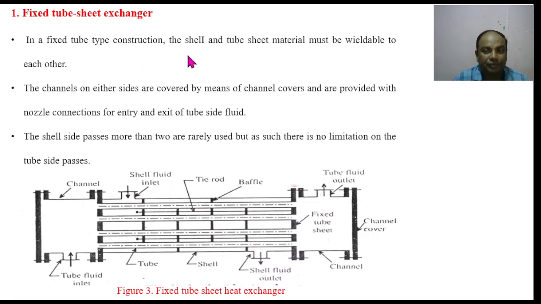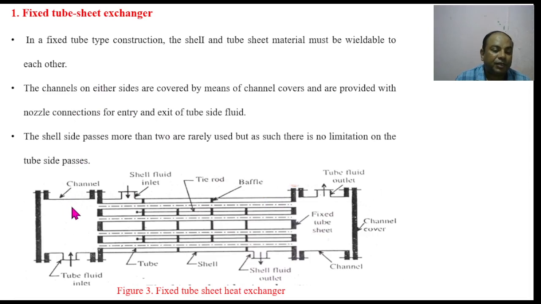As the material of construction, the shell and tube sheet material must be weldable. Whenever we are choosing a material of construction for making tubes as well as a shell, the material should be weldable. Otherwise, welding is not possible, as this tube sheet is welded to the shell. Therefore the material should be chosen such that wherever welding is required, it is weldable.